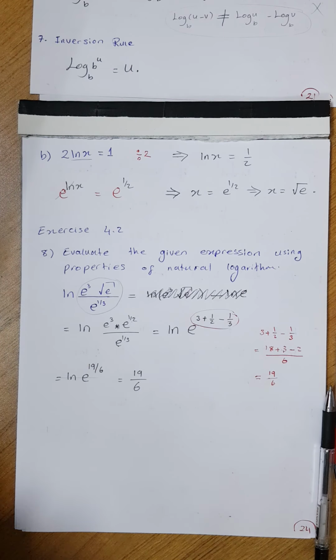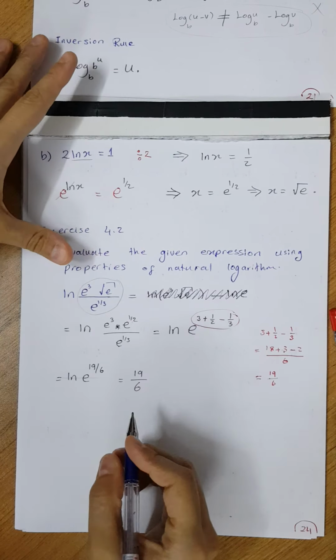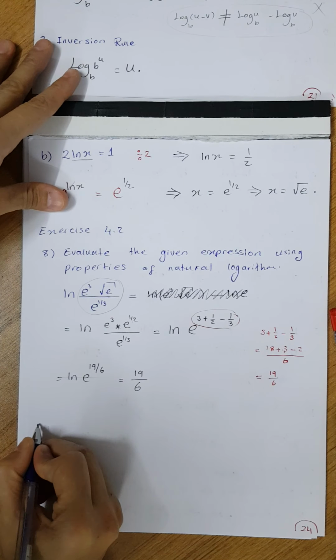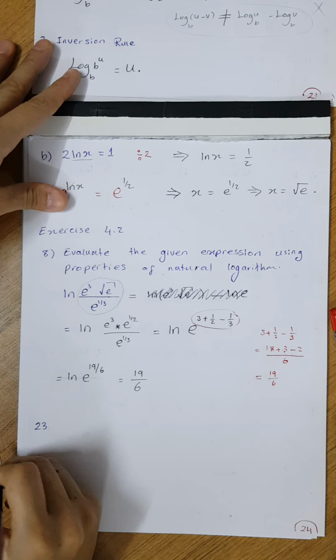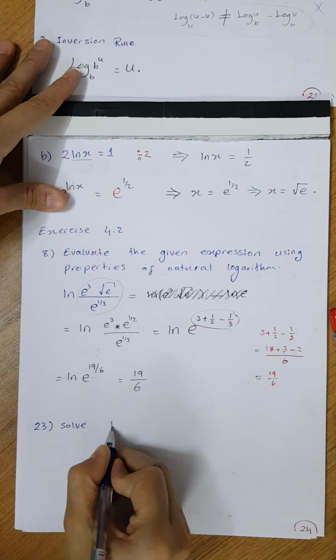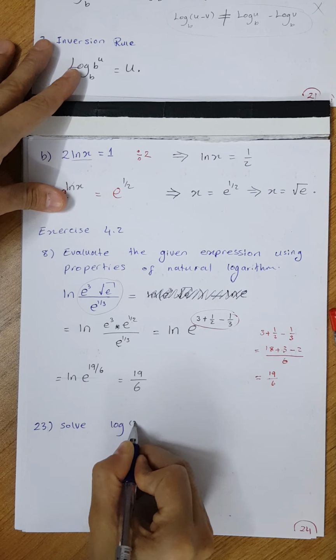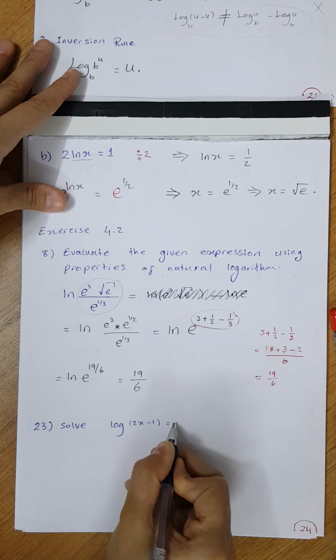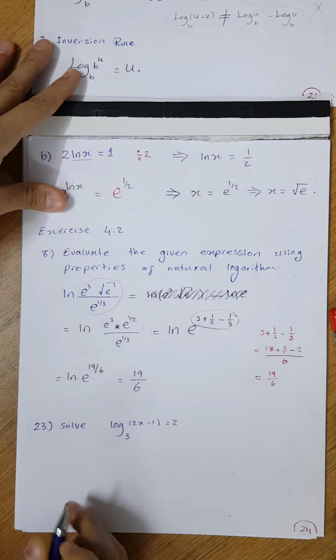In exercise 20, let me check, 23, we will solve example 23, exercise 23. It's required from you to solve logarithm of 2x minus 1 that's equal to 2 with the base of 3.